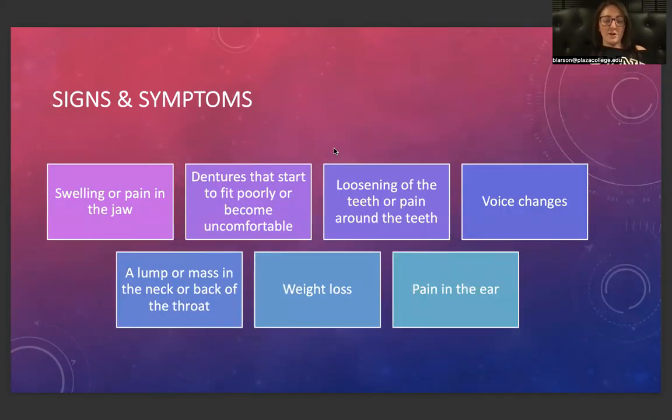Swelling or pain in the jaw, dentures that start to become poorly fitted and uncomfortable, loosening of the teeth or pain around the teeth, your voice can change, a lump or mass in the neck or the back of the throat, weight loss, and severe pain in the ear.